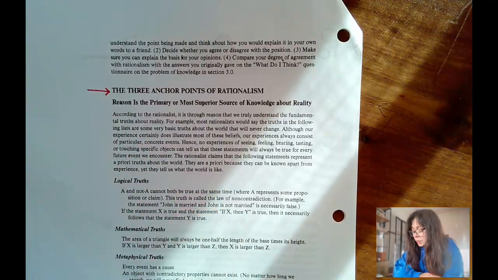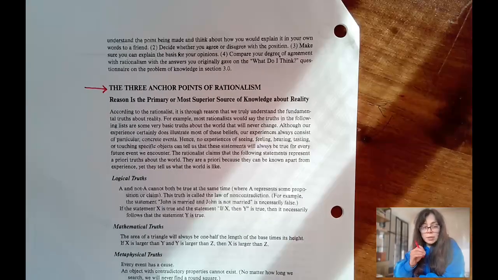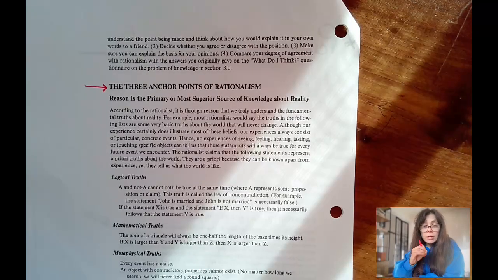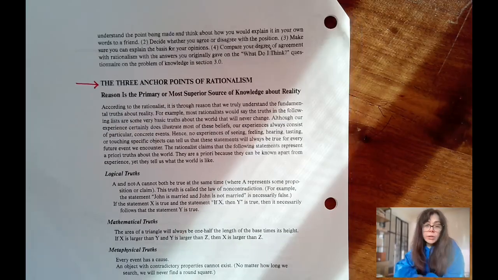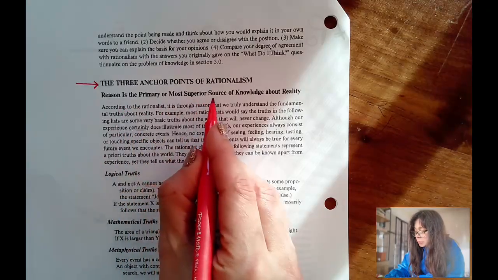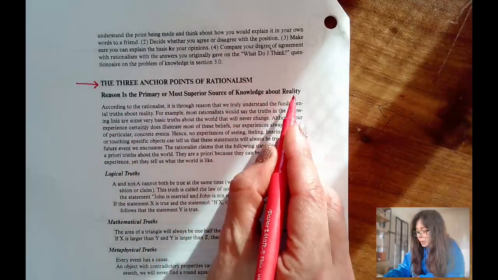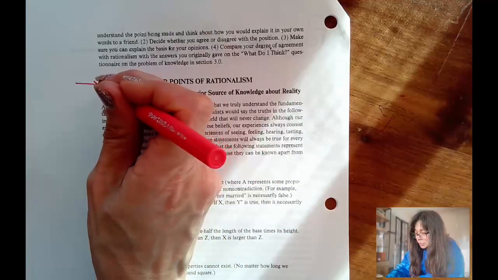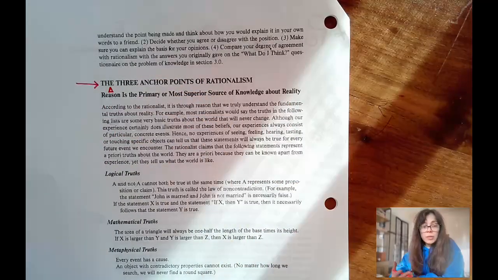So it says the 3 anchor points of rationalism. These are really basic core presuppositions that the rationalist has when it comes to their views of knowledge. Again, knowledge being defined as justified true belief. We're not going to put a triangle over rationalism because rationalism names a theory, okay? Now it says reason is the primary or most superior source of knowledge about reality. So we are going to put a triangle over reason because reason is so important. It's at the core of rationalism.